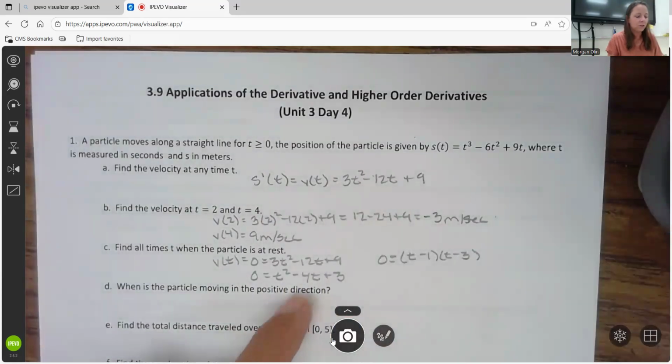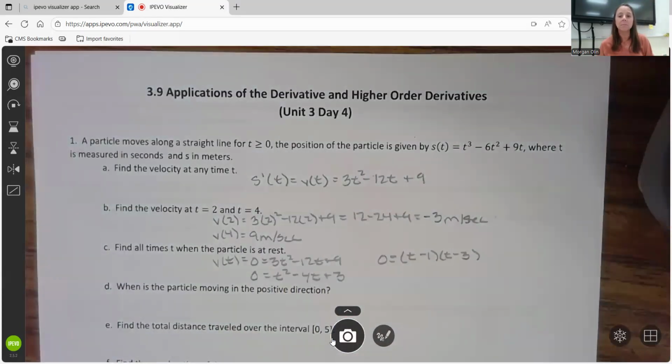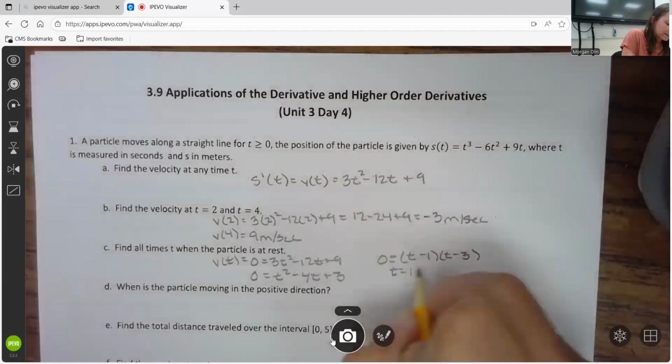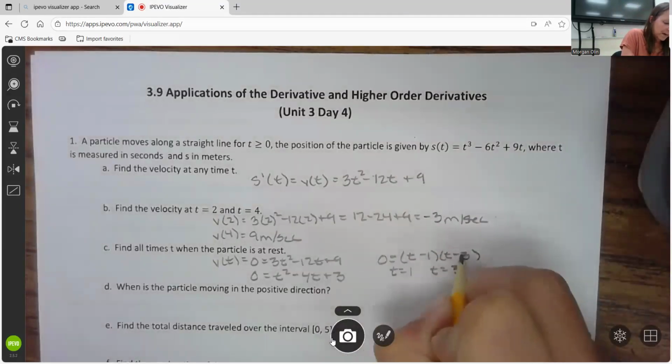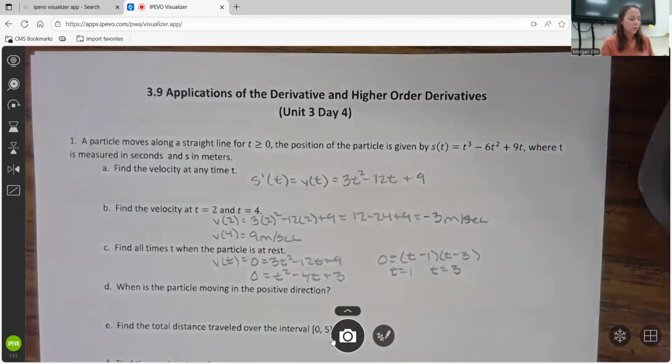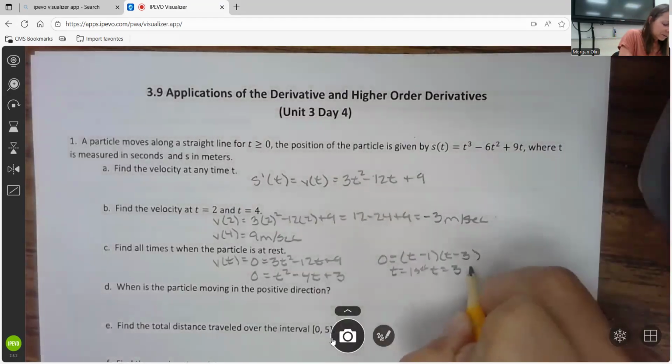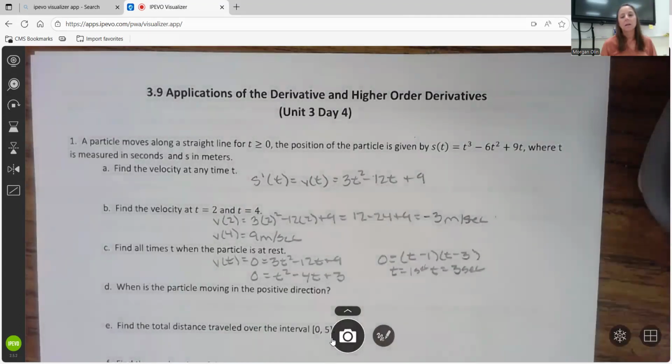You don't necessarily have to set t minus 1 and t minus 3 equal to 0. You can jump to, I know that t equals 1 and t equals 3 from that equation right there. So at 1 second and at 3 seconds is when this particle is at rest. And those are the chances that it can start turning around.